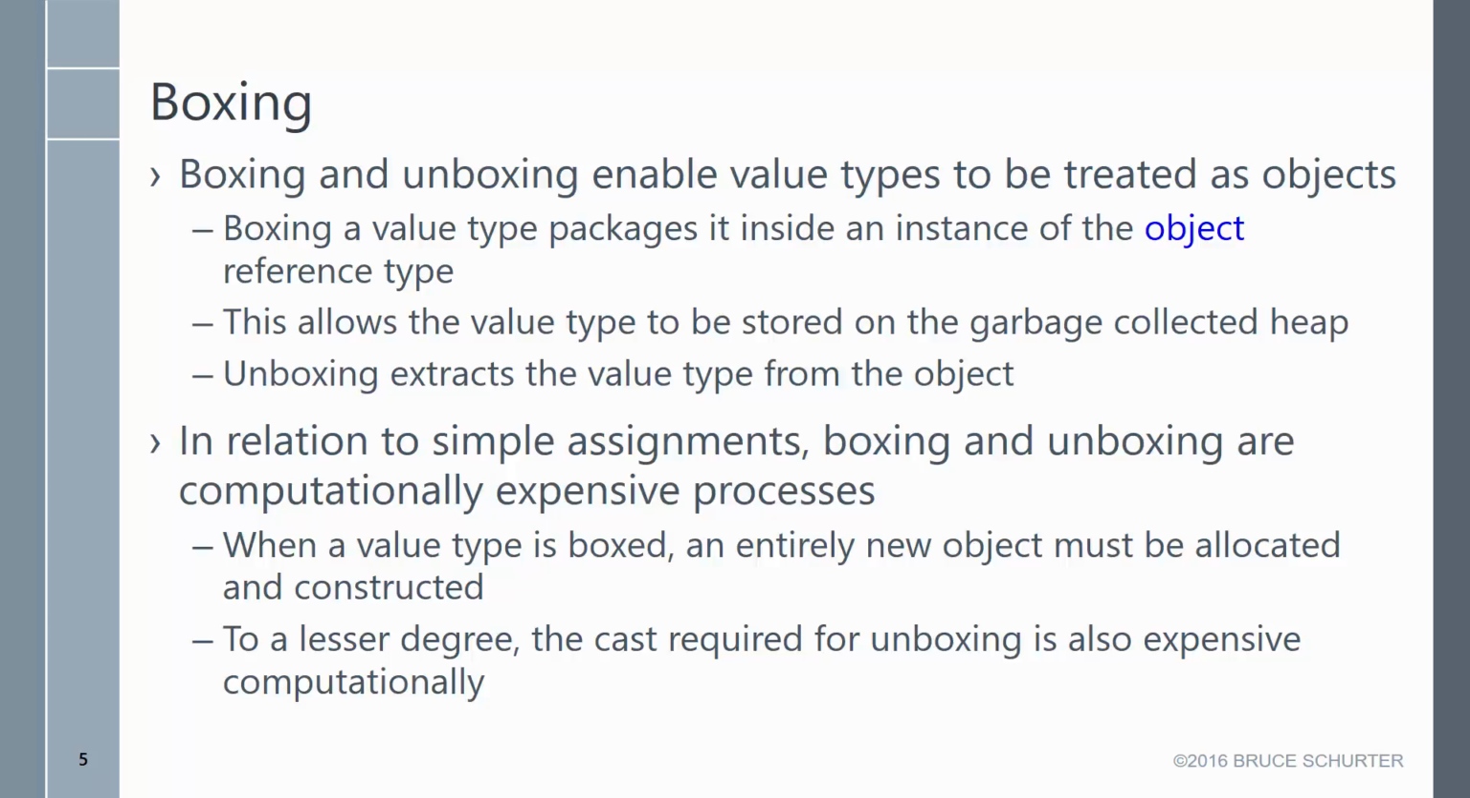When a value type is boxed, an entirely new object must be allocated and constructed. And remember, it's not just allocating data on the stack, it also has to allocate data on the heap. To a lesser degree, the cast required for unboxing is also expensive computationally. So for a few samples, if you just do one object boxing or two in a program, it's not going to hurt anything. However, if you make repeated use of the boxing technique over and over again, the amount of time it takes to create and destroy these objects will eventually add up and cause program degradation.